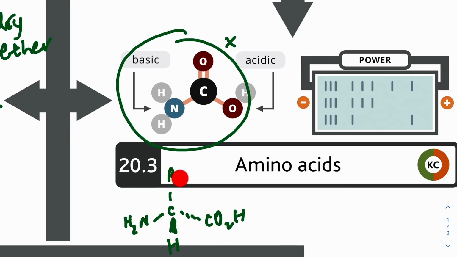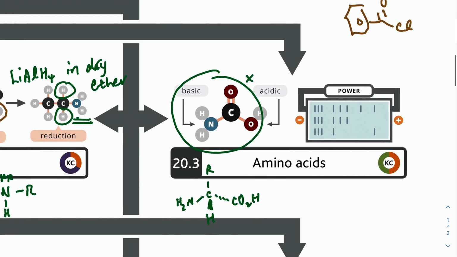When R is anything but H, you're going to get a chiral carbon, a carbon bonded to 4 different groups or substituents. You're going to get an optically active amino acid. Essentially, there is an acidic group and there is a basic group, and then we can talk about things like zwitterionic interaction.